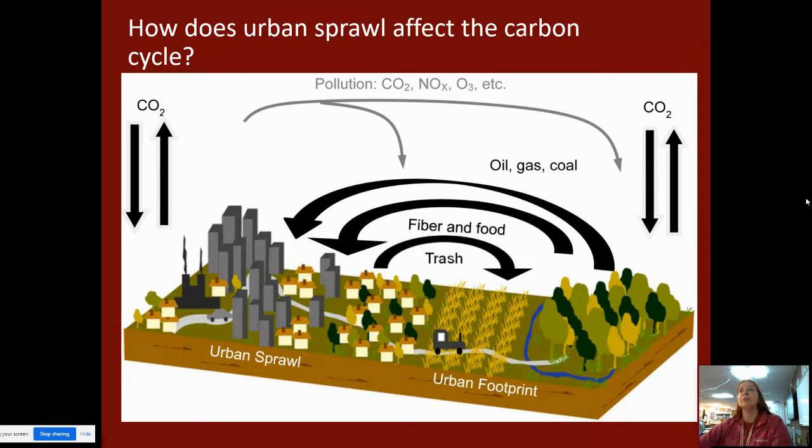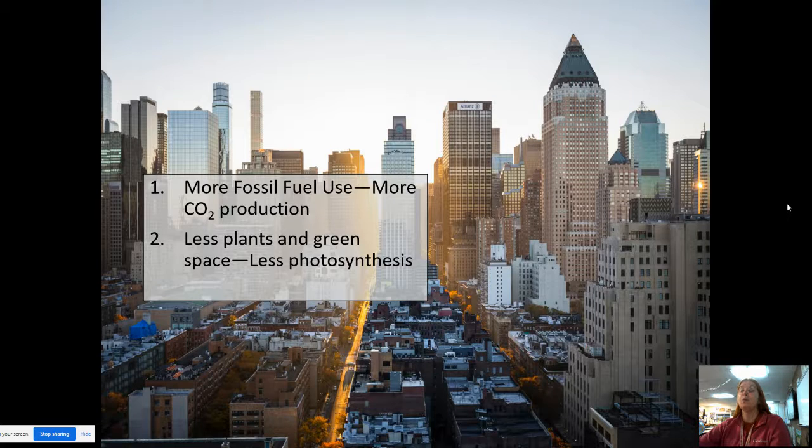Next one, how does urban sprawl affect the carbon cycle? So way more fossil fuel use, which is much more CO2 production, less plants and less green space, so less photosynthesis.